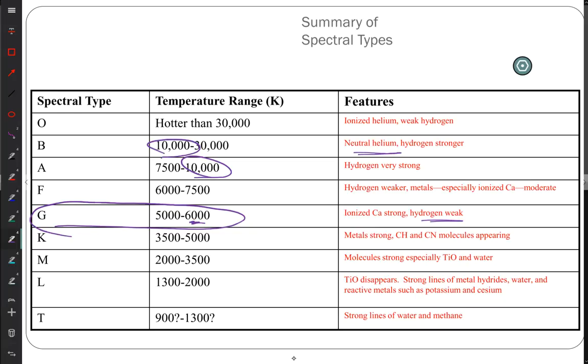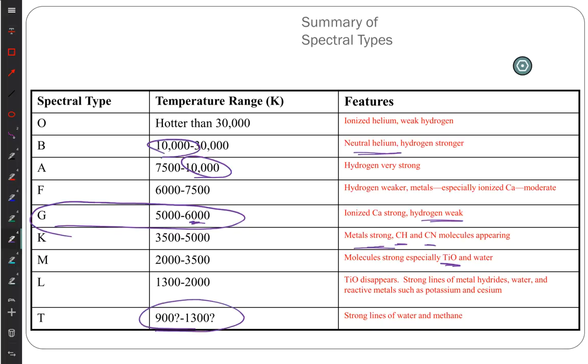Go down to the K's, 3,500 to 5,000. Strong metals. Now we have some compounds, carbon, hydrogen. I don't remember exactly the name for that, which is silly, and CN. Get down even cooler, 2,000 to 3,500. You start having titanium oxide. Cooler, the titanium oxide disappears, and you have things like water vapor. And then the L's here, really notice the question marks because, like I said, you might not even consider this a star anymore. Strong lines of water, methane.